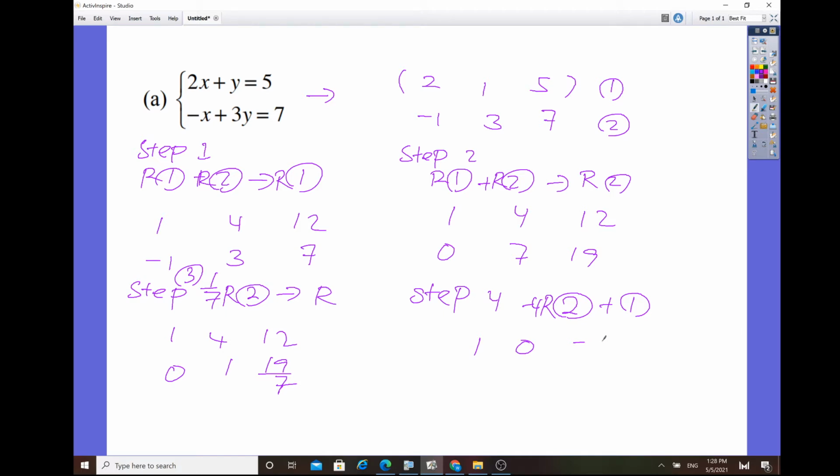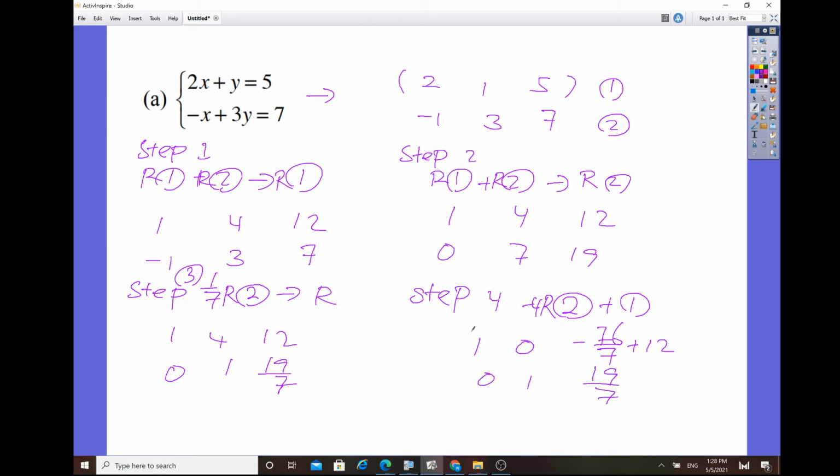Okay, so let's see right here. 7 times, well, it's over -7, so 19 times 4, 9 times 4, 36, 1 times 4, 4, so plus 3, -76 over 7. Okay, and then plus 12. Okay, so keep it that way. And then what else do we have? So 0, 1, 19 over 7.